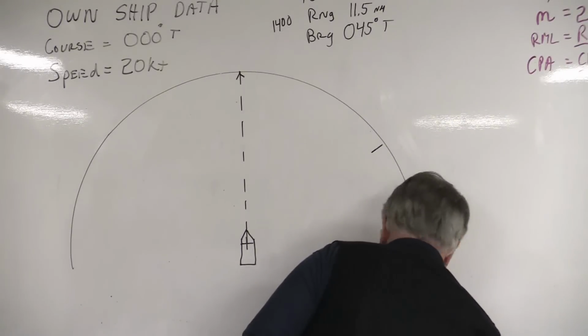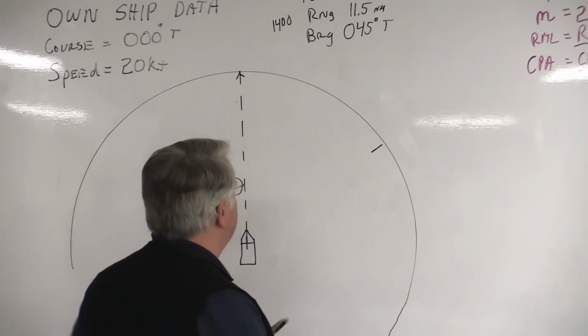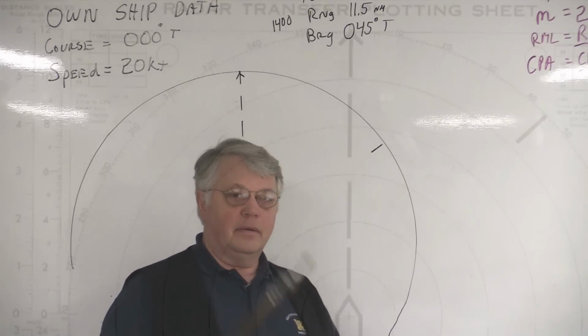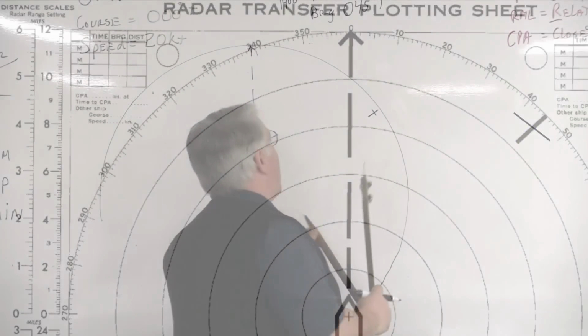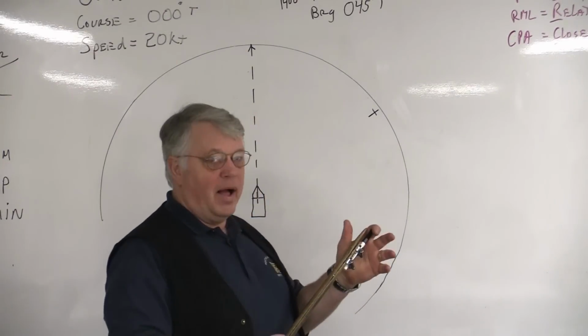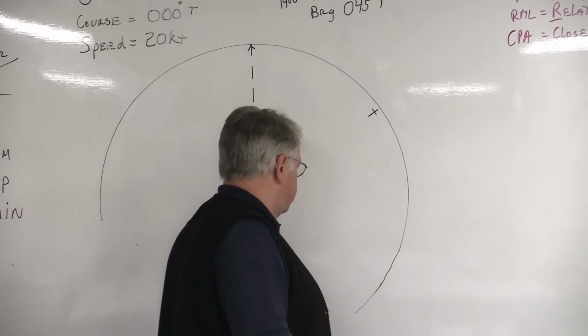Okay? Now I'm going to take my compass and I'm going to go to my 12 nautical mile scale on the radar transfer plotting sheet, and I'm going to go to 11.5 nautical miles, and I'm going to go out to 11.5 miles and make an arc or a mark at the 11.5 nautical mile scale.